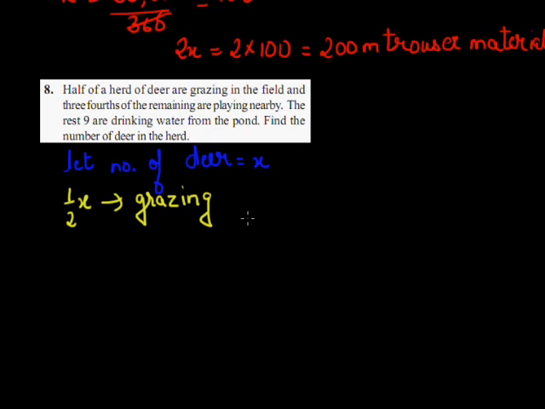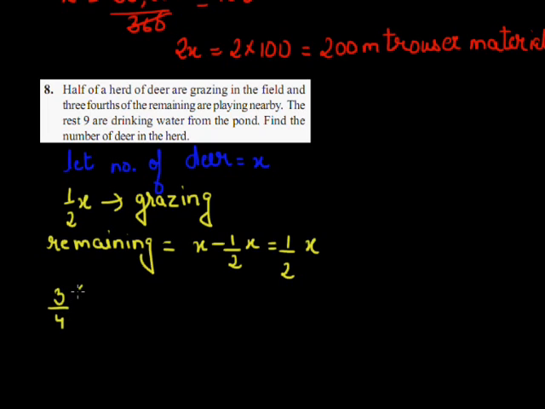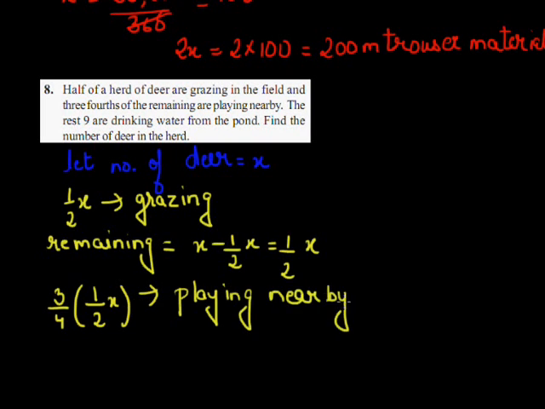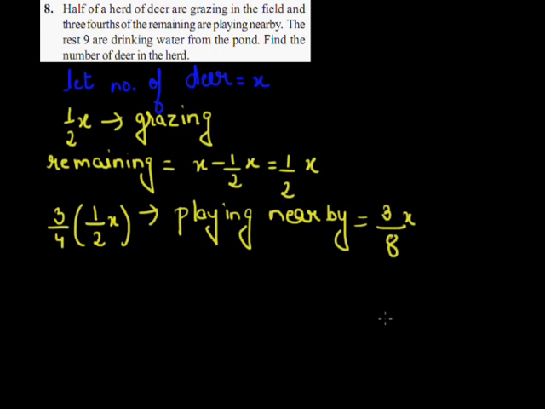If total deer are x and half x are grazing, then the remaining will be equal to x minus half of x, that is equal to half x. Now it is said that 3/4 of the remaining 1/2 x are playing nearby. That means 3x upon 8 are playing nearby. Now it is also said that the remaining 9 are drinking water from the pond.